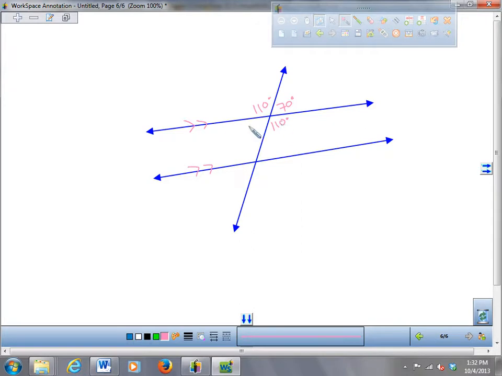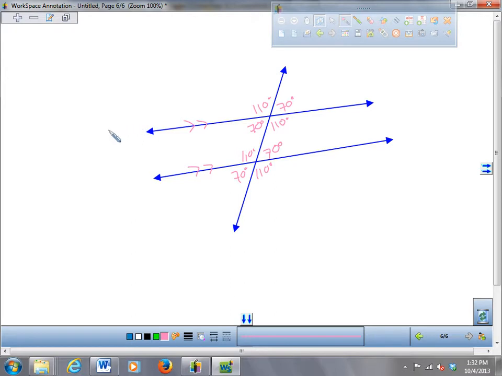How much is this one? 70, right? How much does this one have to be? See, this is corresponding with that. That's 70. How much does this one have to be? 70. How much is this one? 110. How much is this one? 110. So knowing just one of those angles, I can figure out everything else.